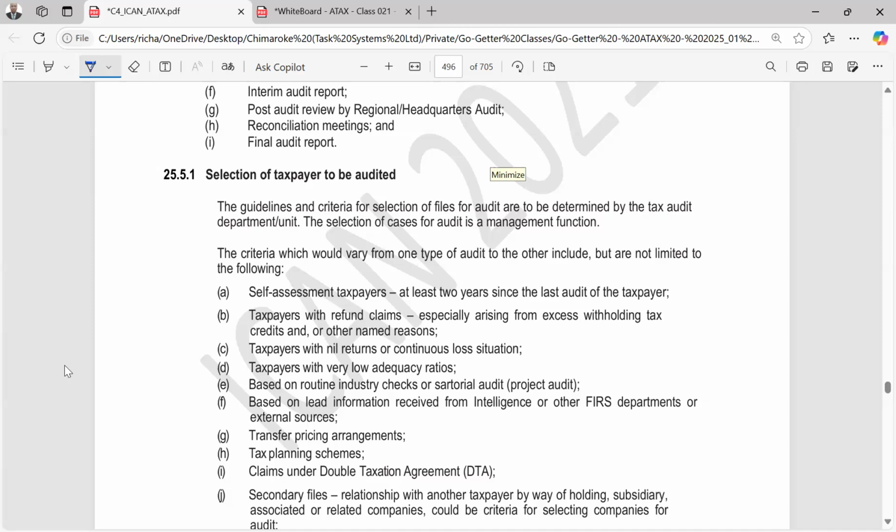One of them could be that some taxpayers have not submitted self-assessment for the past 2 years, so they can pick them for audits. Why have you not submitted for the past 2 years? Sometimes the taxpayer might have so many withholding tax credit notes, and they want to know how you get that. We investigate. Sometimes you are filing nil returns on a continuous basis, or you have a continuous loss-making situation.